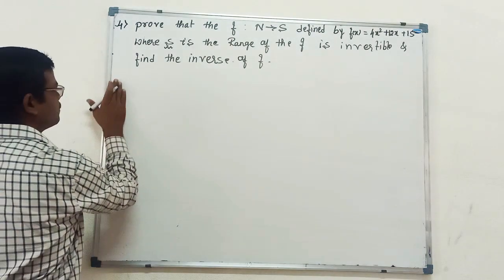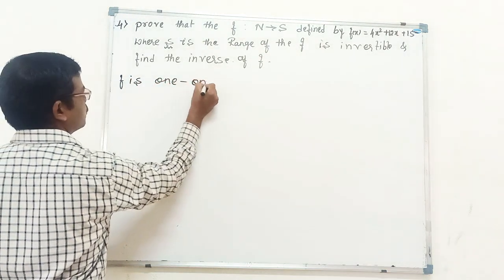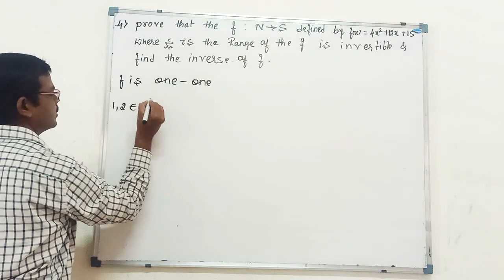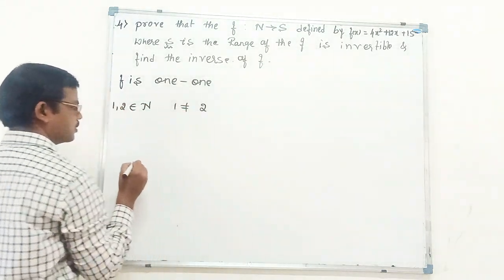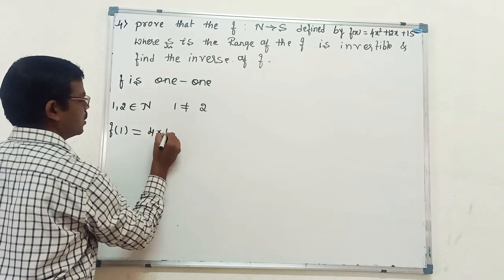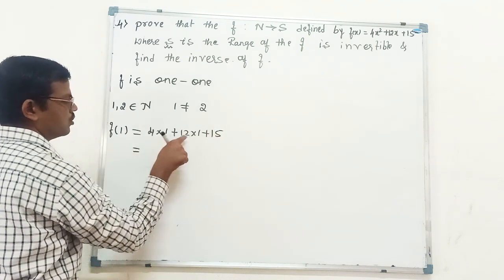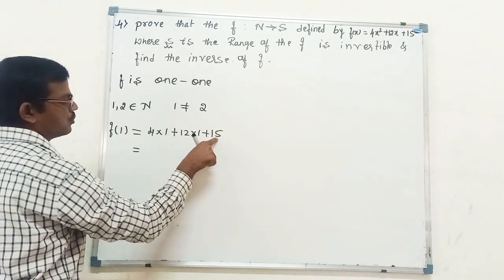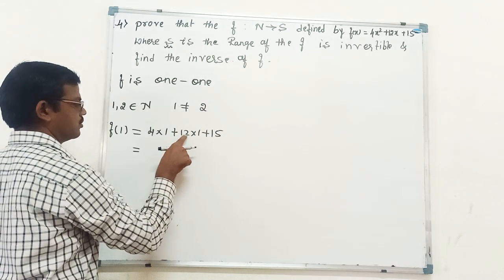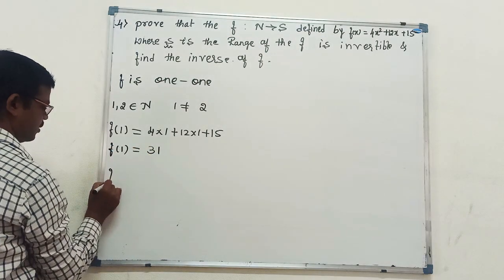So first, f is one-one. Let me consider natural numbers 1, 2 belonging to N, and 1 is not equal to 2. Then we find their images. f of 1 is equal to 4 into 1 square plus 12 into 1 plus 15. So 4 plus 12 is 16, 16 plus 15 is 31. f of 1 is 31.